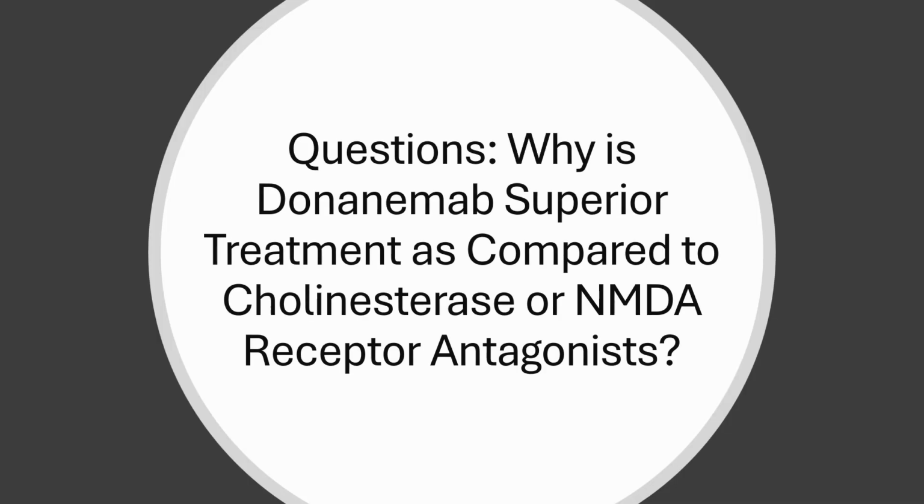We might want to ask, why is donanemab a superior treatment as compared to a cholinesterase inhibitor or an NMDA receptor antagonist? So as we said, the cholinesterase inhibitors try to increase acetylcholine in the synaptic cleft, and the NMDA antagonist tries to smooth out signal transduction. So they try to compensate for the barriers seen from the beta amyloid plaques and the hyperphosphorylated tau proteins. But our donanemab directly acts as a disease-modifying approach because it is trying to phagocytose the beta amyloid plaques directly.